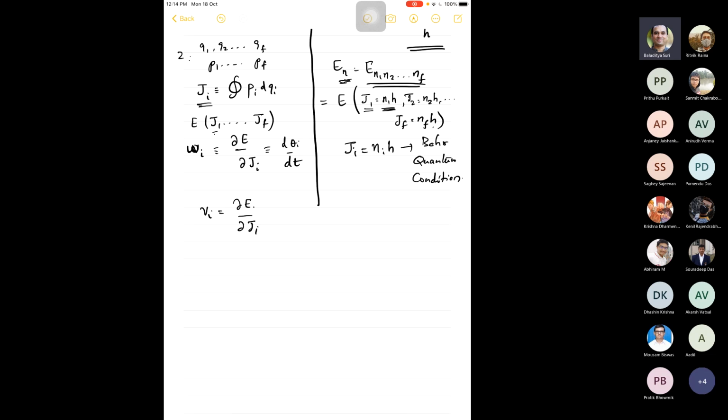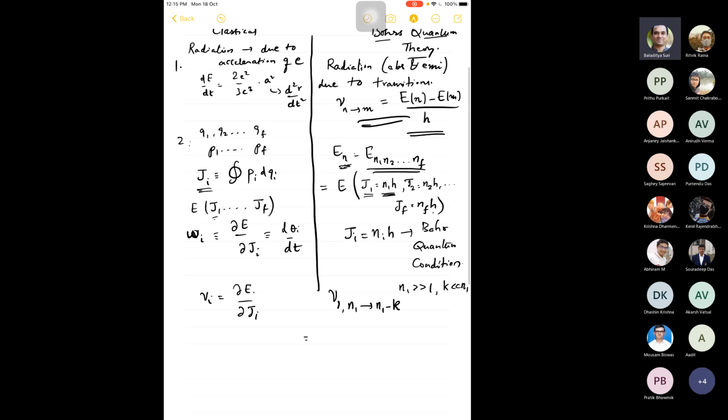Now, in the quantum formula, let us fix all J's except one. Let us fix J2 to Jf except J1. Then I'll call it nu1, the frequency corresponding to J1 transitioning from N1 to N1 minus some K, where N1 is much larger than 1. That is in the large N1 limit, and K is much smaller than N1. In this limit, what does this formula become?